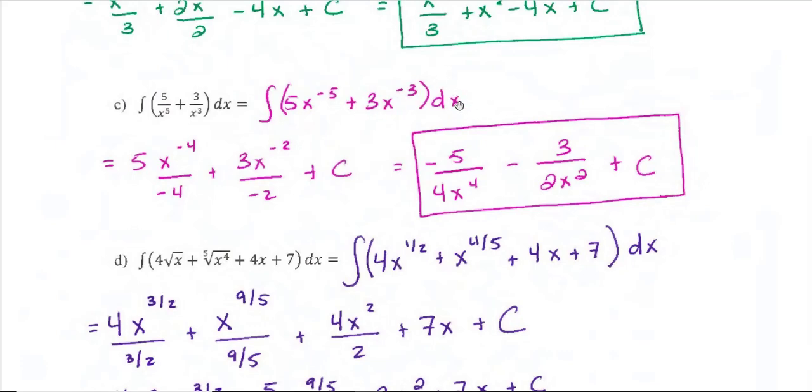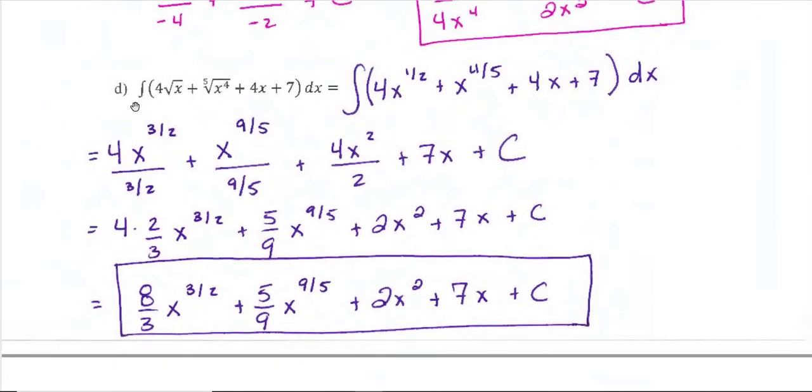Using that first rule there and that coefficient rule, that's going to be 5 times x to the negative 5 plus 1 over negative 5 plus 1, plus 3 times x to the negative 3 plus 1 over negative 3 plus 1, plus c. And when we simplify this and make it a little bit prettier by bringing those negative exponents down, we get negative 5 over 4x to the fourth minus 3 over 2x squared plus c.